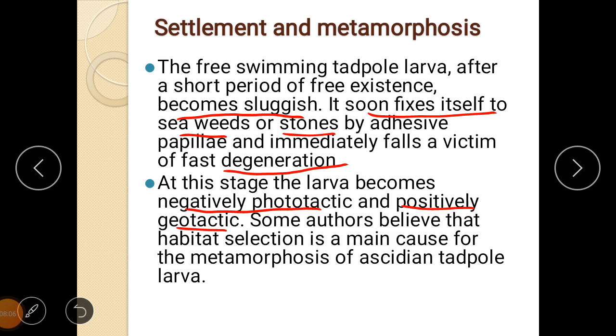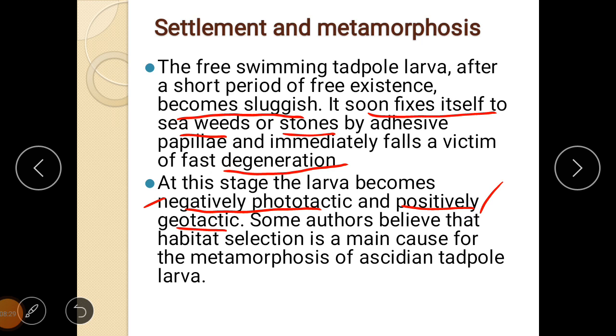But when they undergo retrogressive metamorphosis, they are negatively phototactic, meaning they don't like light. Instead, they start to move towards the ground, or towards the gravity, which is called positively geotactic. That is the stage when they find the substratum and they attach, right? That's why it is positively geotactic.